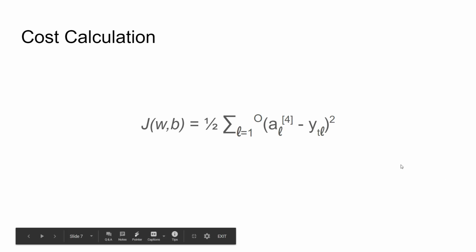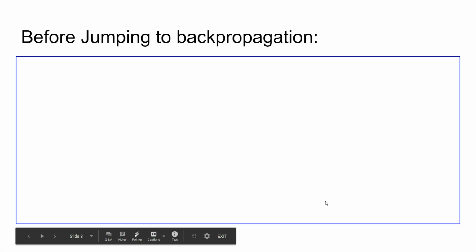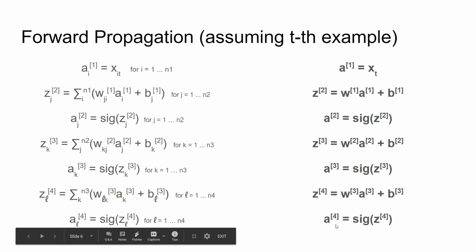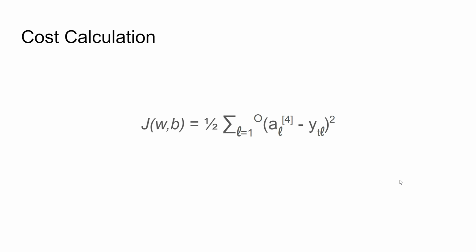Cost calculation. Since we have obtained our AL4, that is the output of the last layer, we are in a position to calculate our cost function. Here is our cost function J(w, b). Here I have represented the cost function as a function of weights and biases. It is equal to 1/2 of summation of L equals 1 to O of AL4 minus YTL, square.